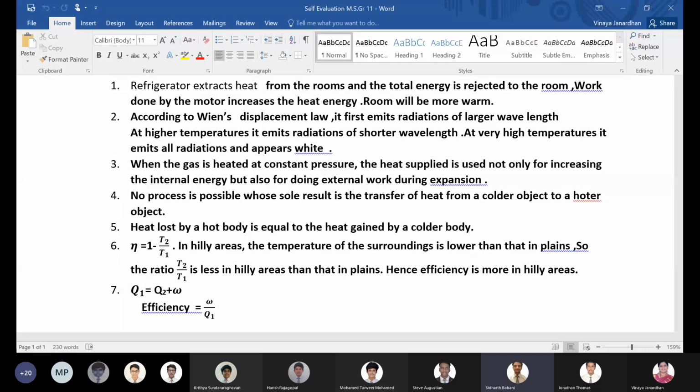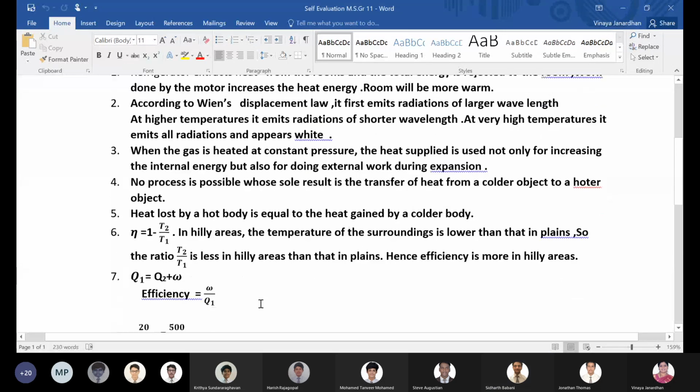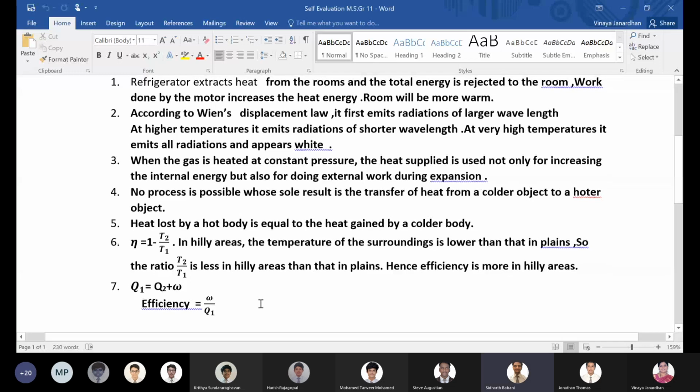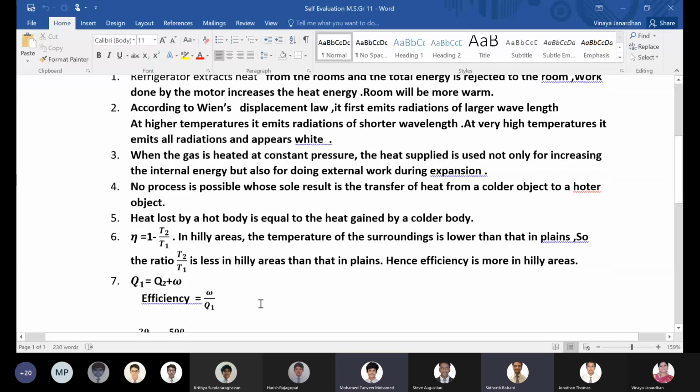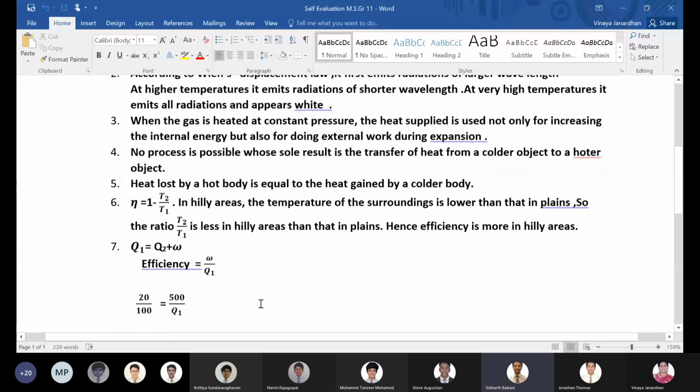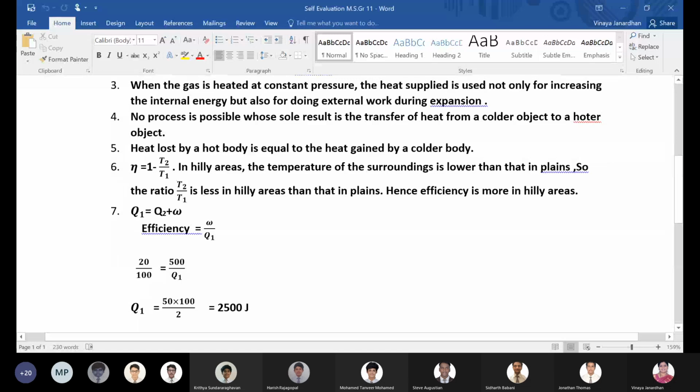Ma'am, could you scroll down? Down or up? Down. Okay, so third one is your first law of thermodynamics. Fourth one, second law of thermodynamics. Your refrigerator is going to work on second law of thermodynamics.